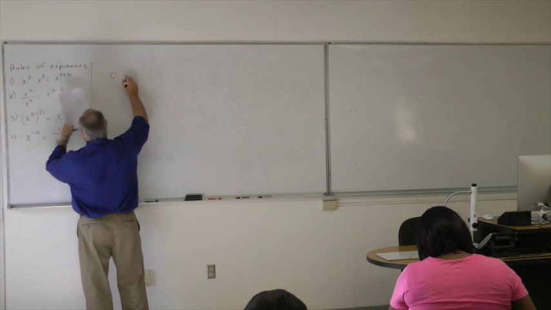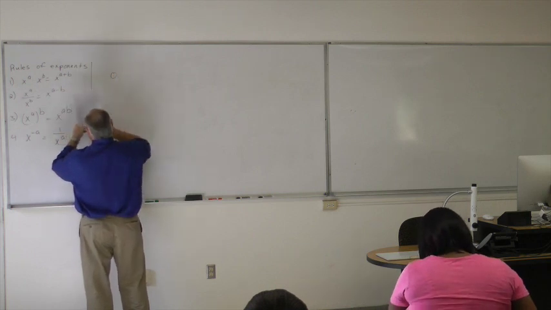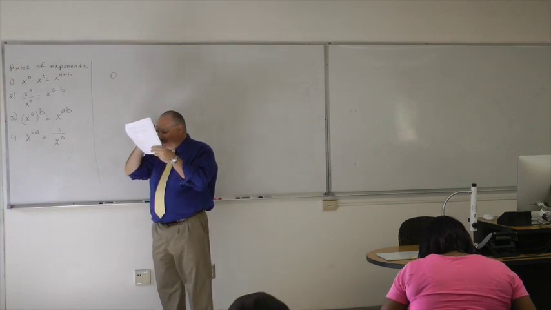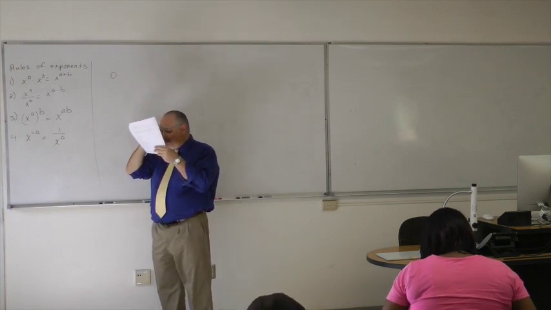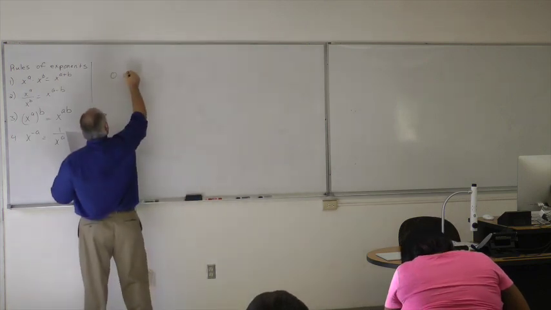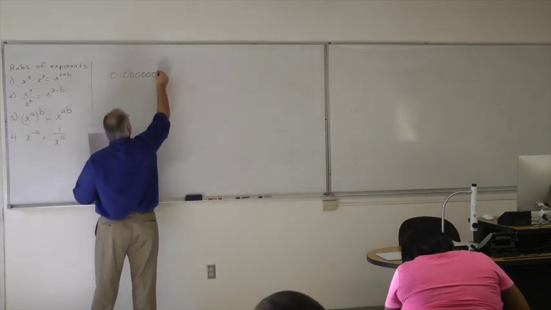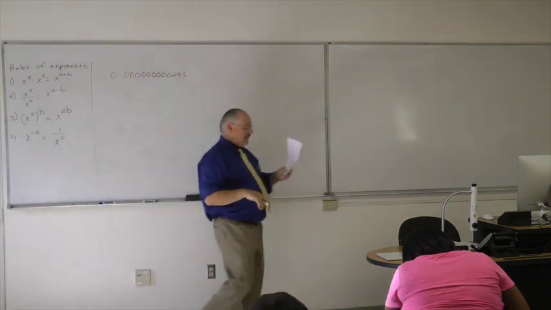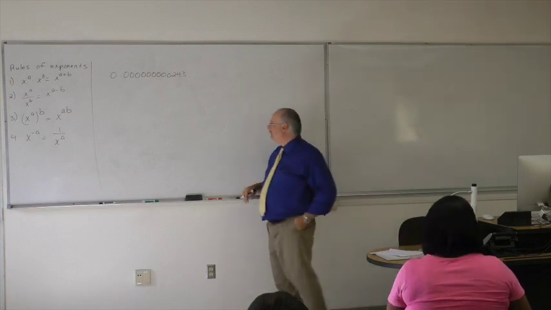So if you have to write 0 point, how many zeros? One, two, three, four, five, six. Are there nine zeros? No, there's more than nine. Are there nine? One, two, three, four, five, six, seven, eight, nine, 243. My eyes are not what they used to be. It's kind of hard sometimes to count how many zeros.